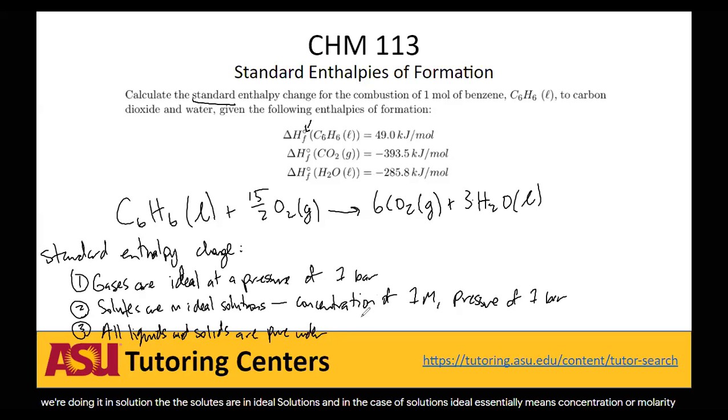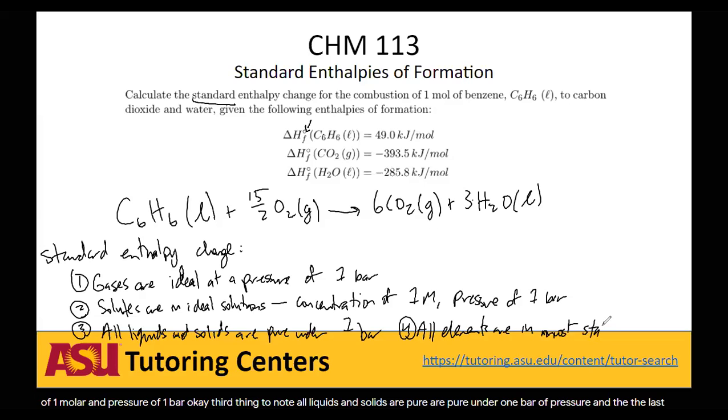Under 1 bar of pressure. And the last thing to note, all elements are in their most stable form. Under 1 bar of pressure. And bar is just a measure of pressure. There are several different ways you can measure pressure, and bar is one of the units that can be used.